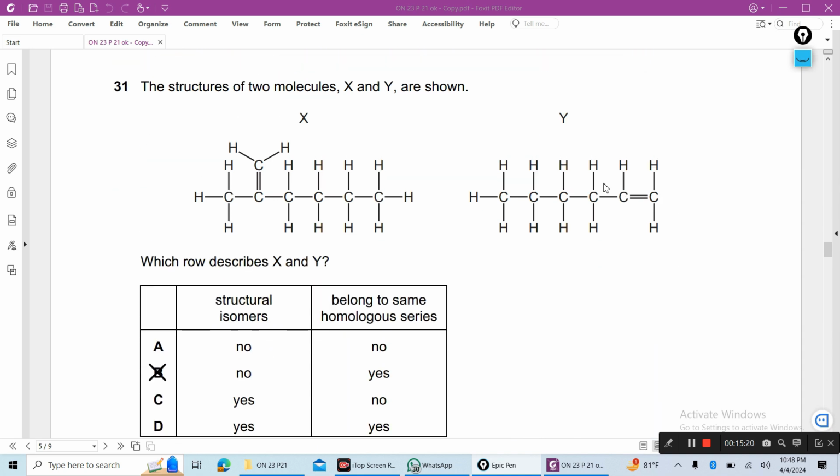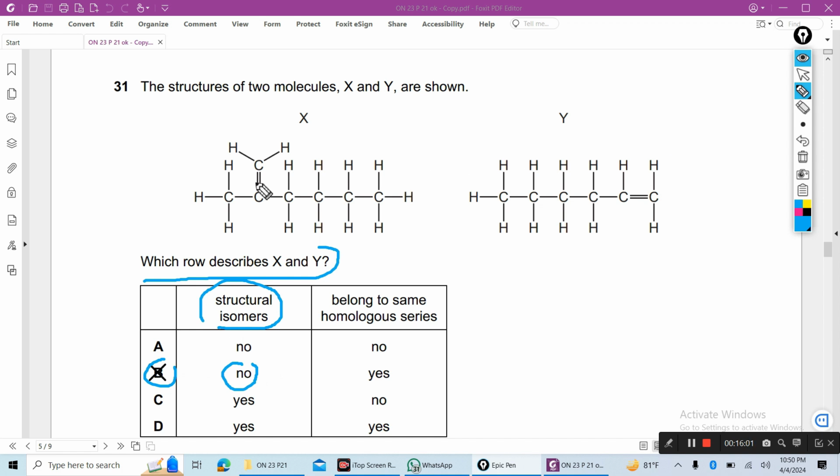Now number 31. The structures of two molecules X and Y are shown. X is an alkene, Y is also an alkene. This one has 1 2 3 4 5 6 7 carbons, heptene, and here 1 2 3 4 5 6 carbons, hexene. So which row describes X and Y? Is the answer B, structural isomers? No, because their molecular formulae are not the same. The molecular formula is different: one contains 7 carbons, the other 6 carbons.